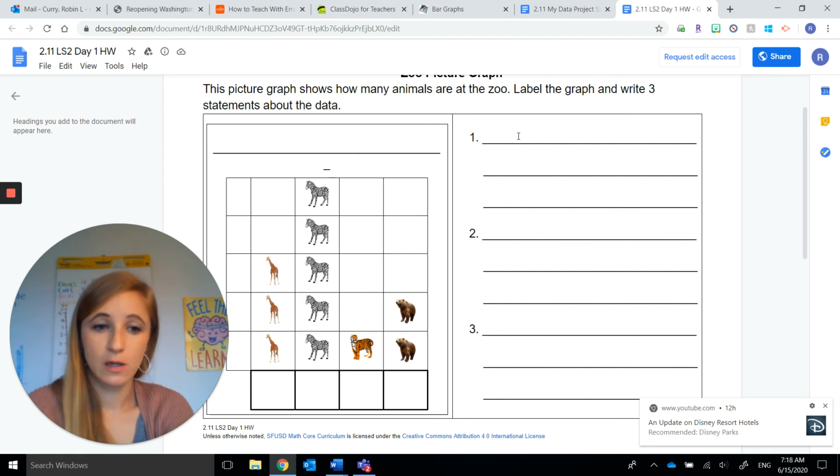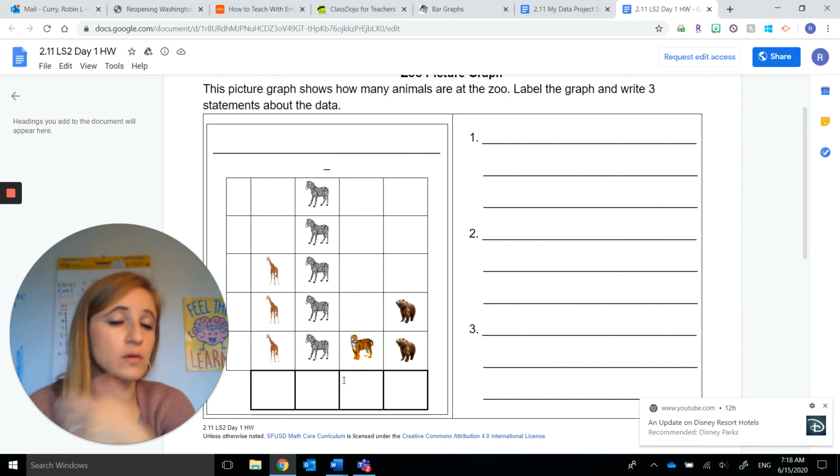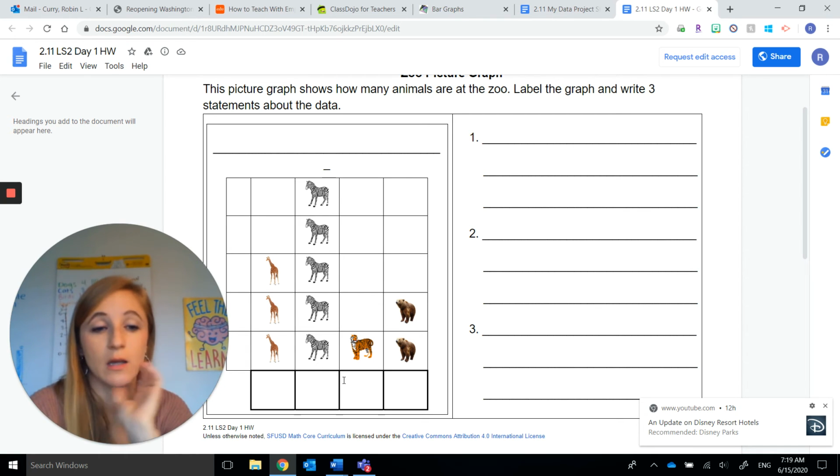So think of things just like we did a second ago that you could say about this data. What animal did we see the most of? What animal did we see the least of? And you could think about, you saw many more of this animal than this animal. Okay, again, your statements are totally up to you. There's lots of different things that you could say. There's not just 3 right answers.